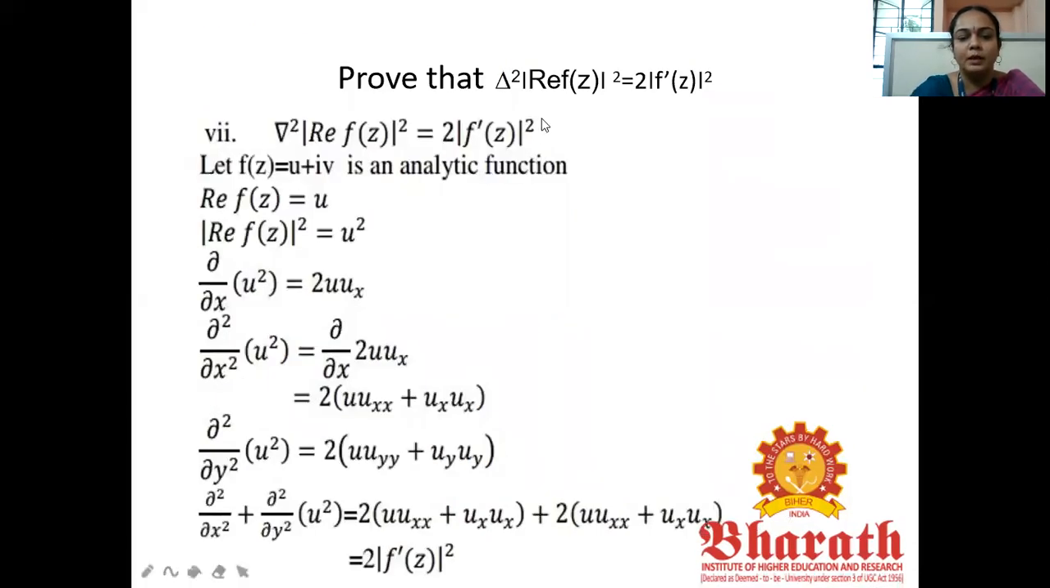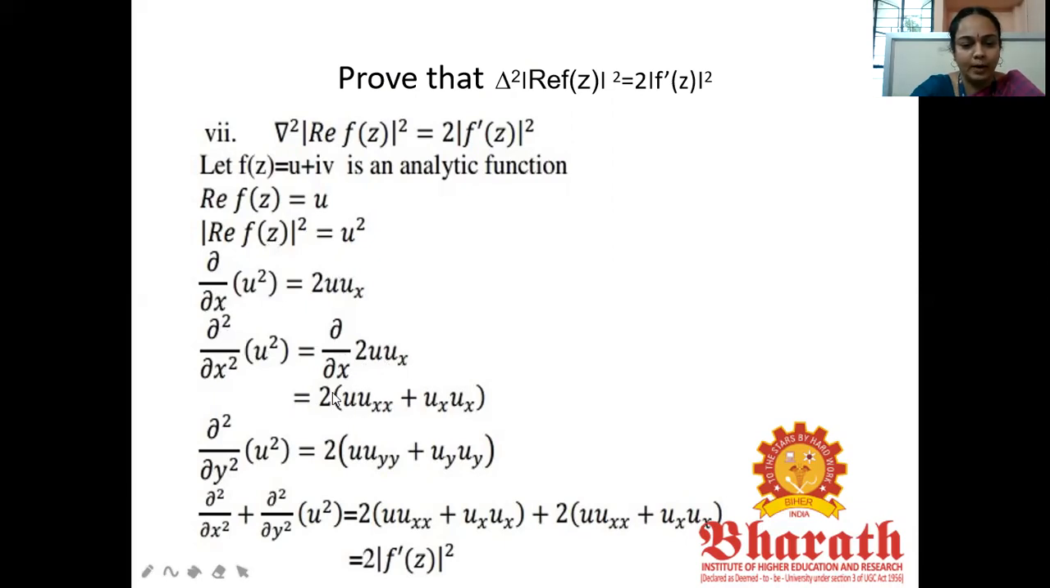Next, to prove that del square of mod real part of f of z square is equal to 2 into modulus f dash of z the whole square. So f of z is an analytic function. Real part of f of z is here u, and squaring on both sides we get real part of f of z the whole square equal to u square. That means dou by dou x of u square is 2u, again the derivative of u, that is ux. So second time take the derivative, dou square by dou x square of u square equal to dou by dou x of 2u dou u by dou x.